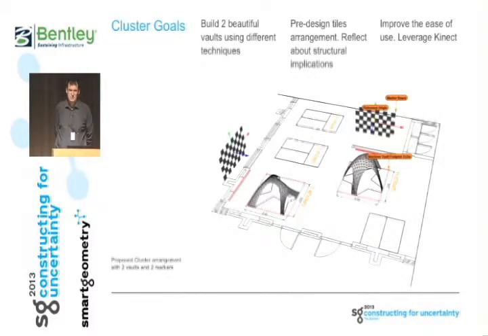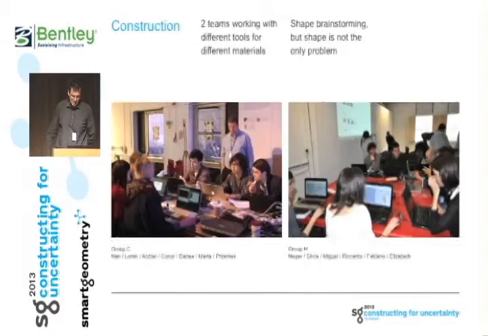So we proposed to the cluster a series of challenges. The first two were just to construct two vaults using the workflow, and also try to improve the workflow in the sense of tiling, on informing the design, and also on leveraging sensors like Kinect, in order to make it easier to use. This is the proposed cluster arrangement at the Bartlett. These are not the shapes that were built, just some proposals. So we started with the first topic, which was construction.